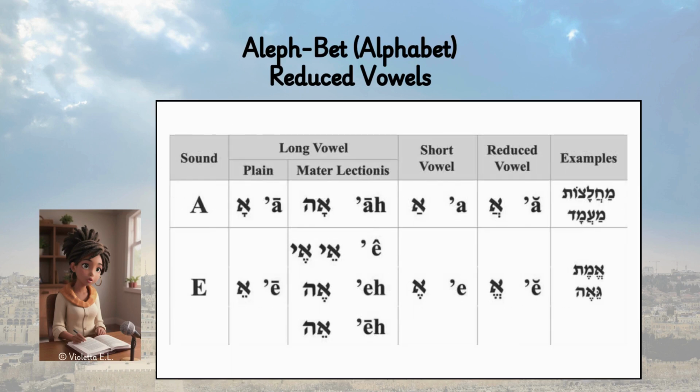Function of reduced vowels. Reduced vowels arise due to syllable structure and phonological rules in Hebrew. When a syllable needs a vowel but cannot sustain a full vowel due to the weak position or phonetic context, for example, near a guttural consonant, a reduced vowel is then used. This allows the syllable to have a vowel sound while keeping it light and brief.